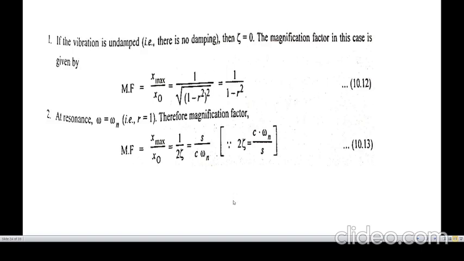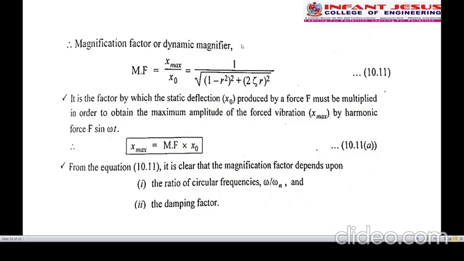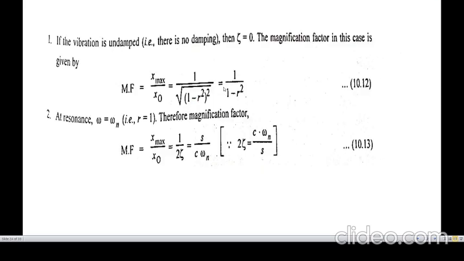Here we write two conditions. When there is no damping, zeta will be 0. Remember, damping coefficient or damping factor means zeta. So when zeta is 0, that is when there is no damping, this part becomes 0. So the magnification factor will be 1 by this square, and this root will cancel. So 1 by 1 minus r square. This is for zeta equal to 0, when there is no damping.